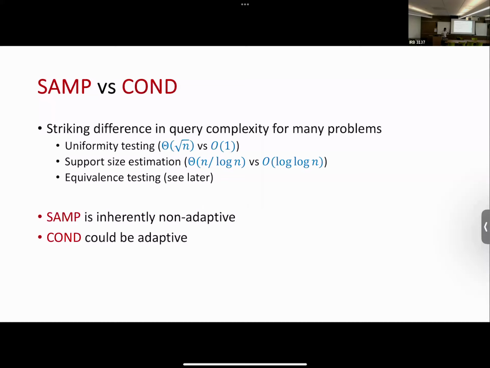Okay, so now let me give some comparison between these two basic models, the SAMP model and this powerful conditioning model. It turns out that conditioning is actually very powerful. We can do many things that we cannot do very efficiently in basic sampling. For example, consider the uniformity testing problem that we defined earlier.